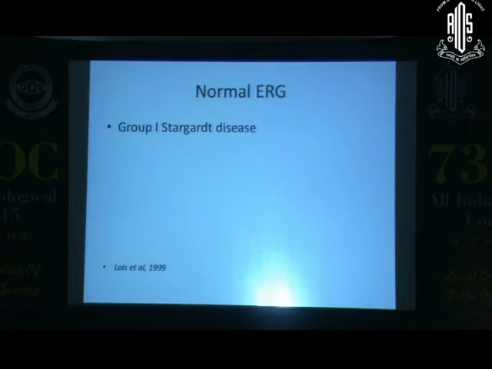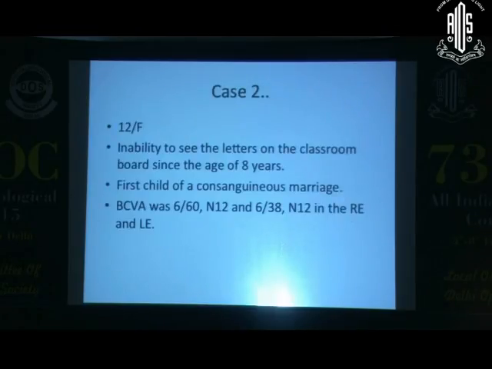So this is something called group 1 Stargardt. I just want to show you that Stargardt, based on electrophysiology, we divide into 3 groups. In group 1, you have a completely normal full field ERG. In group 2, you have a cone dysfunction, whereas the rods are generally normal. In group 3, you have both the rods and the cones being abnormal. So that's group 2 disease.